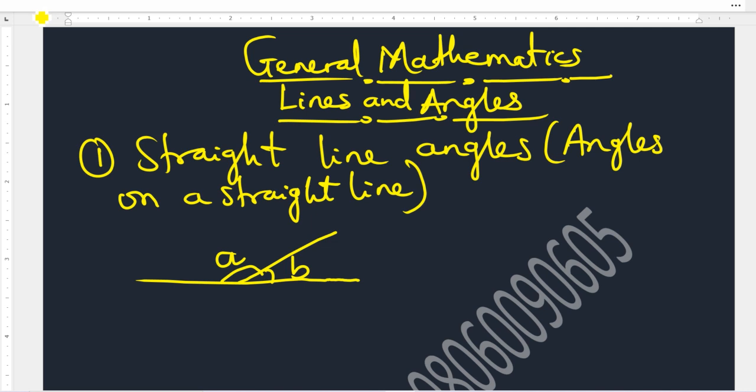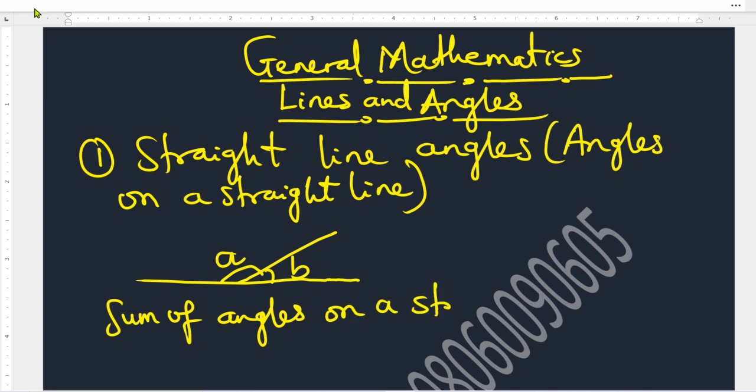Now what happens when it comes to straight line angles? Straight line angles sum up to 180 degrees. The sum of angles on a straight line is equal to 180 degrees. Please write as I'm writing. This is the time for study. Sum of angles on a straight line is equal to 180 degrees.